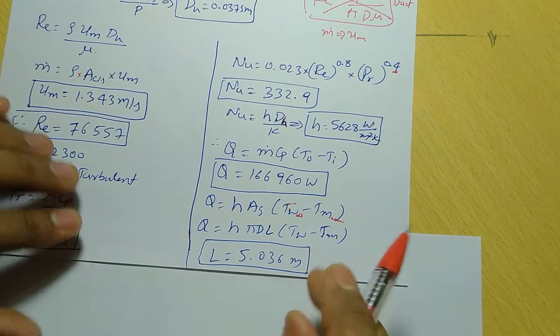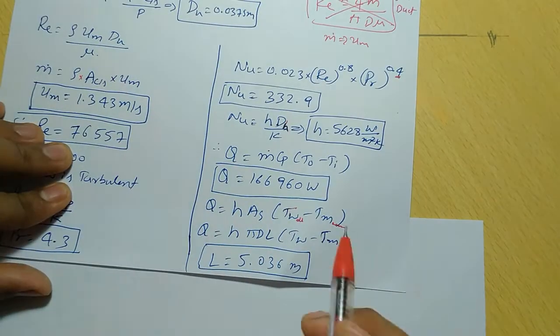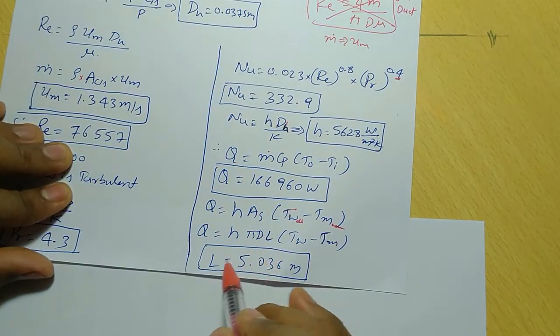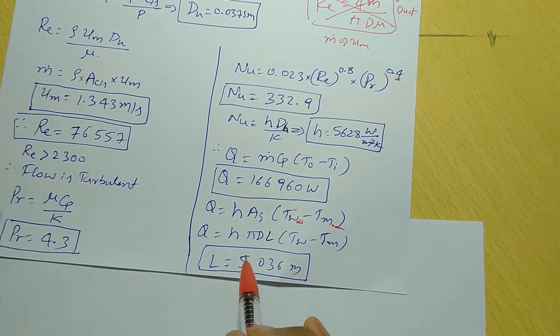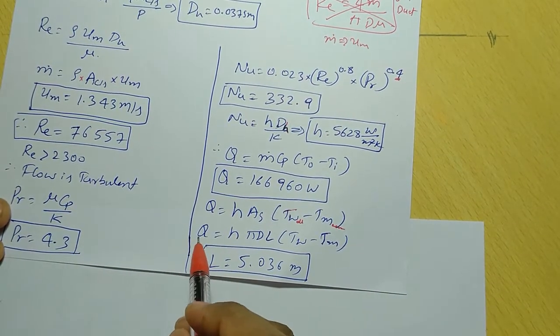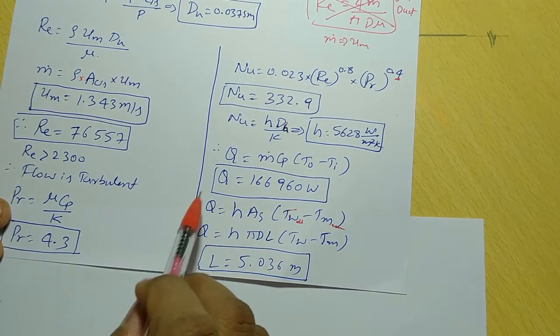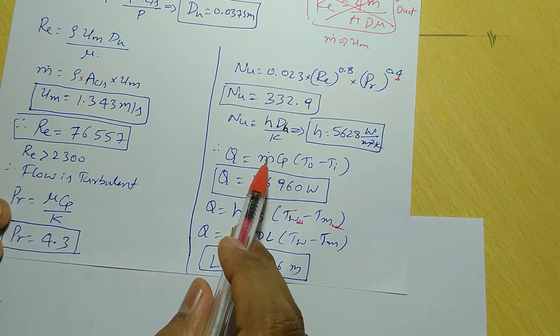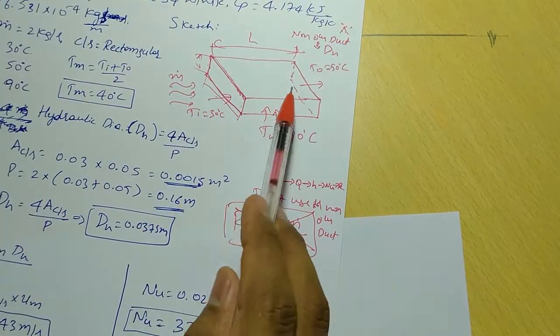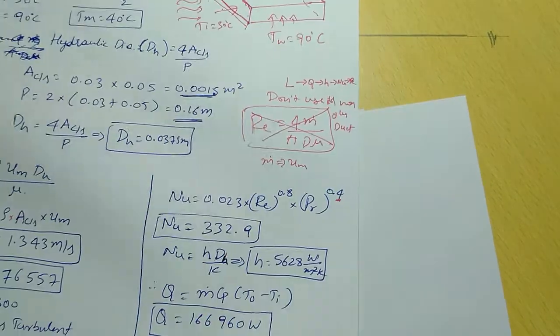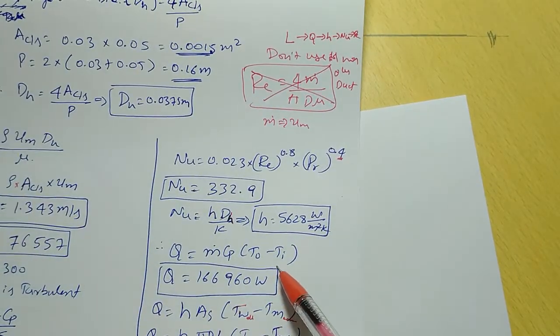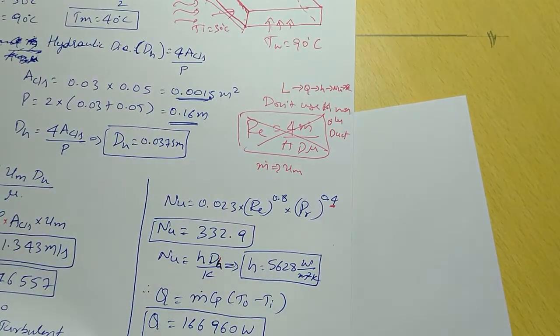In the previous problem, L is given and you have to find out the Q, but in this problem, Q is given and you have to find out the L. The Q can be found out by this one, because m dot we know, and T naught and Ti you know, and Cp is given here: m dot Cp into T naught minus Ti. This is the end of all 4 problems in the internal flow.